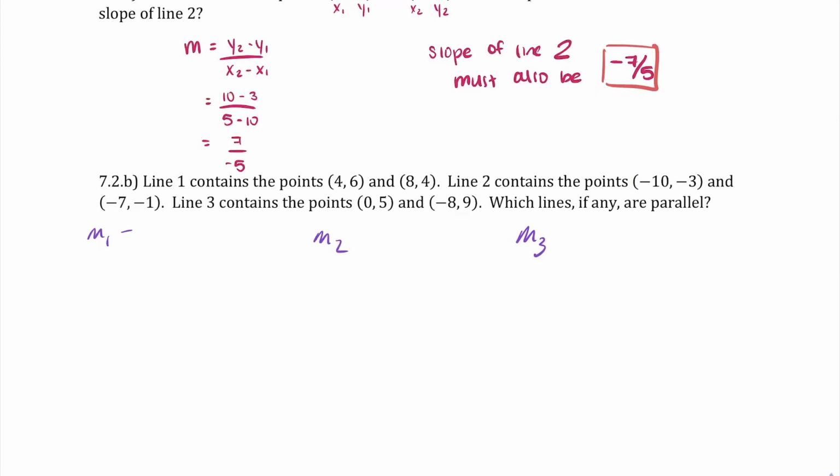I'm not going to write out the whole formula each time because we don't have that much space. But we're still doing y2 minus y1 over x2 minus x1 in each case. Label your points if you would like. So we have some x1, y1, x2, y2 a few times. Okay, so we get (4 minus 6) over (8 minus 4). Then of course we always want to reduce. So we get negative 2 over 4, which gives us negative 1/2.